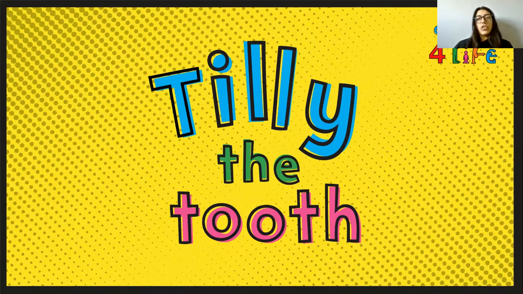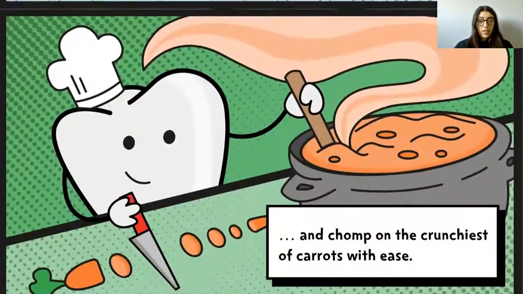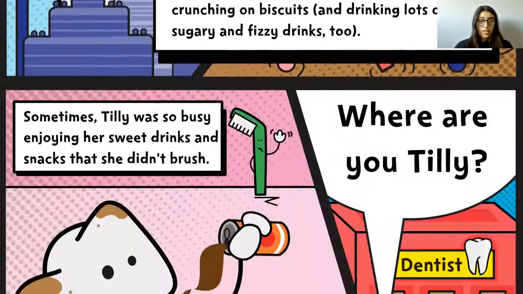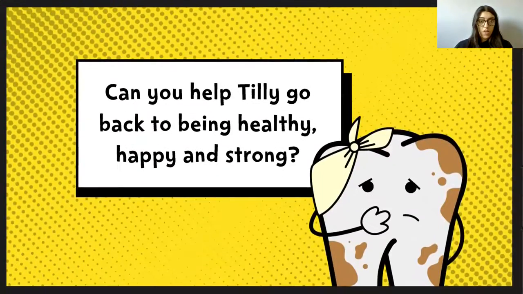And this is your activity today. It's from the Change for Life website, which has some brilliant resources to teach you all about sugar and something called sugar swaps, which if you go onto the website, I've also attached a link in the description box on Microsoft Teams, where you can find lots more information about sugar. But this story is about Tilly the tooth. So I'd like you to read through it. And then once you've read the story about Tilly the tooth, there will be some questions for you to answer.